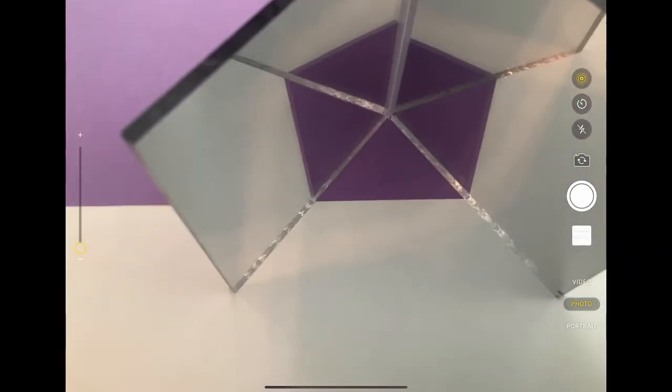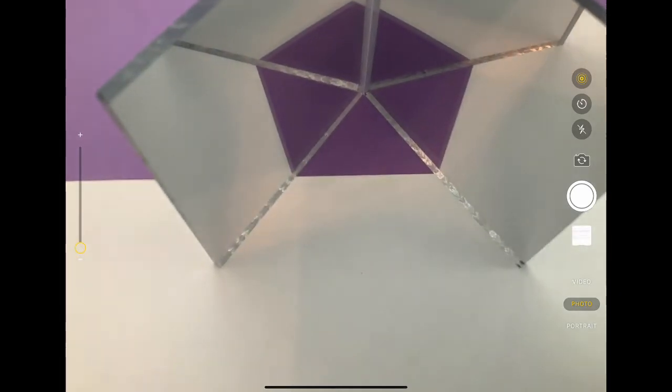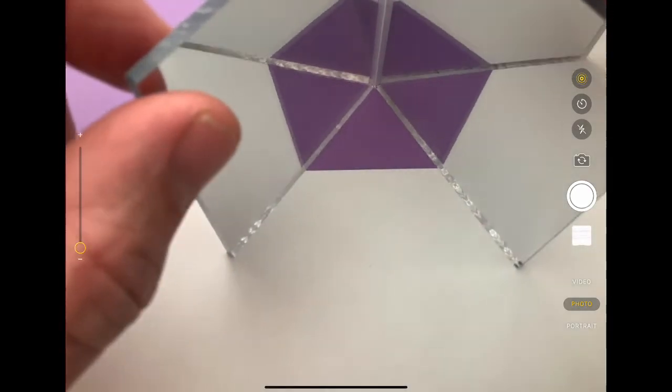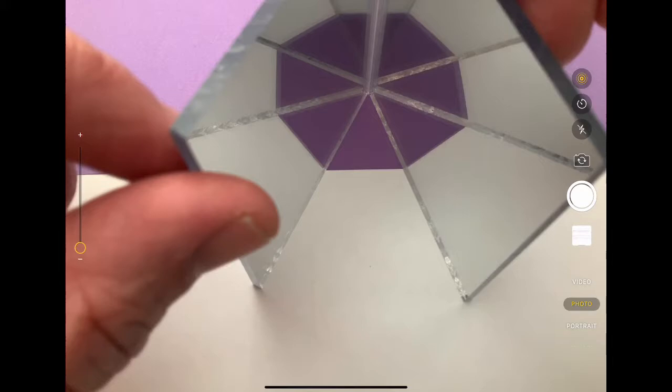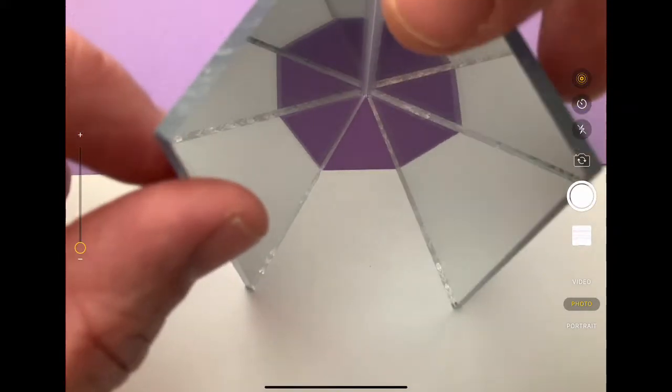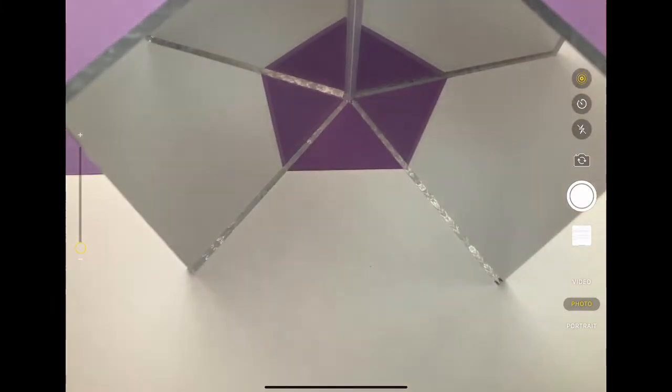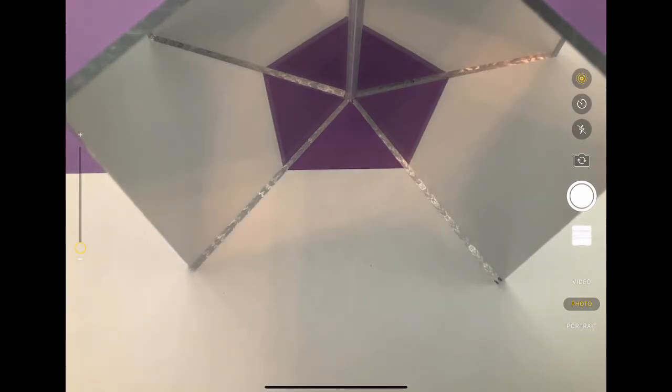So here we have our hinged mirror, our colored paper. And if you remember, if we make this angle wider or more narrow, it changes the number of sides in the shape showing in the mirror. Now, what should that central angle be in order to create a rhombus?